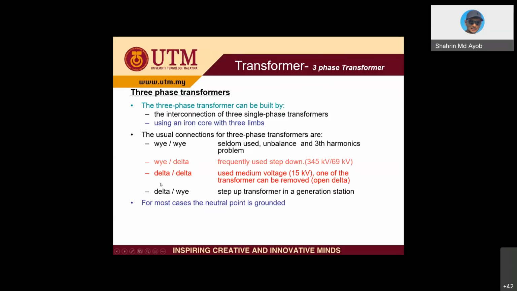Okay, but usually for Y and Y connection, this one is very rare. Okay, the popularly used is actually Y delta, delta delta, and also delta Y. And for the delta Y, it is used as a step up transformer in a generation station. Okay, and for delta delta is actually used in a medium voltage, and for Y delta transformer, it is used to step down the voltage. Okay.